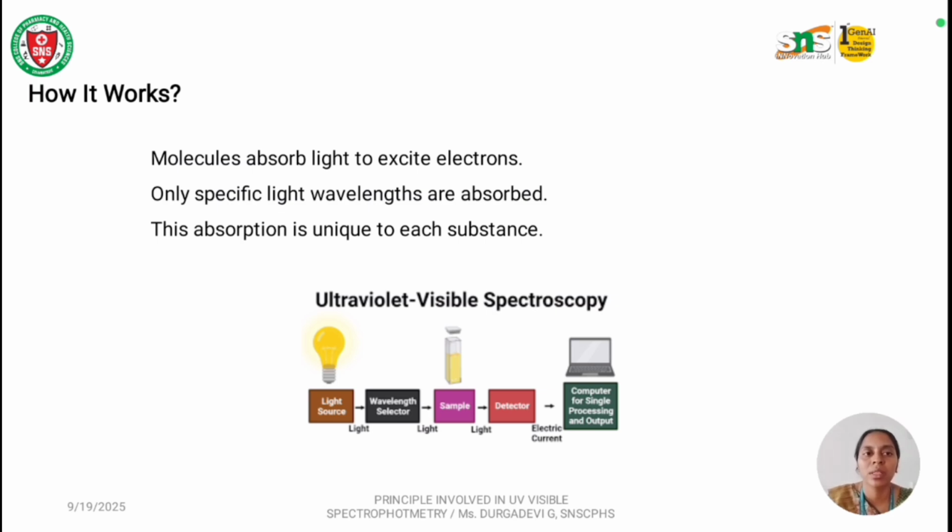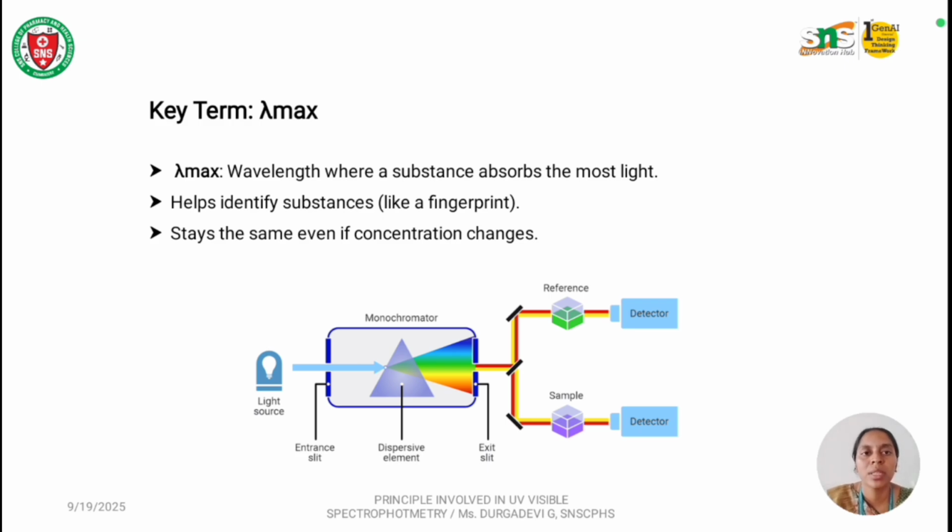Only specific light wavelengths are absorbed. This absorption is unique to each substance. So the principle involved is absorption. The electromagnetic radiation, UV or visible radiation, will be absorbed by the molecule, and the electrons present in the molecule will go from ground state to excited state. And within that period, the amount of light radiation absorbed by the sample will be recorded and identified. So it will be a direct identification of the concentration of components present inside our sample cell with the help of absorption. The key term involved is lambda max.